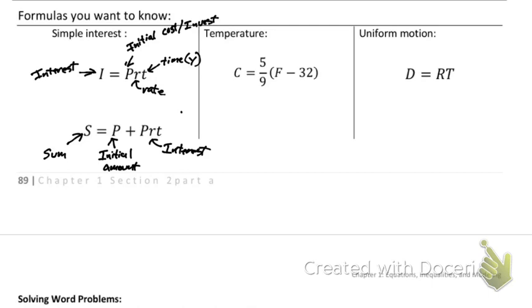All right. Our next one is Celsius and Fahrenheit, and the last one is uniform motion. That is distance equals rate times time. Your speed over how long you do it. If you run 6 miles per hour for an hour, you run 6 miles.